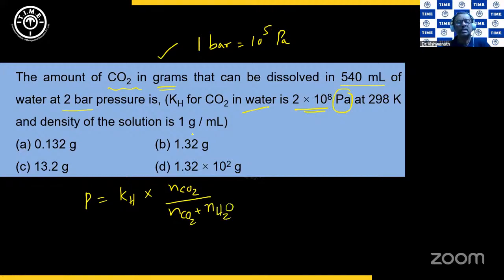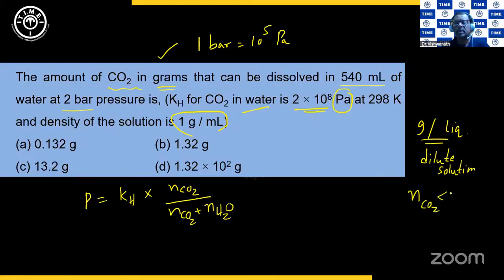Then what he says, that the density of the solution is 1 gram per ml. We know that for these gases in liquids, the gases are so less. One more thing we said, that the solution is dilute. Only then Henry's law is valid. So in a dilute solution, shall we say that the number of moles of CO2 will be much less when compared to the number of moles of water. So the solution is as if it is pure water. So the density of the solution is almost like the density of water. If the density of water is 1 gram per ml and we have got 540 ml of water, shall we say that we have got 540 grams of water?